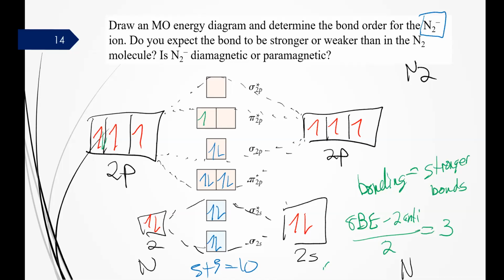For our N2 minus, we still have the same 8 bonding electrons, but how many anti-bonding electrons should we have? 3, because we added in this extra one up on the top. So that anti-bonding electron changes our bond order. We now go down to 2.5. And so is that bond in N2 minus stronger or weaker than N2? Weaker.